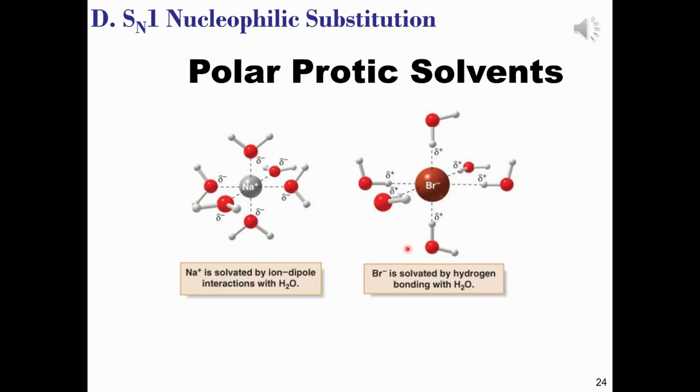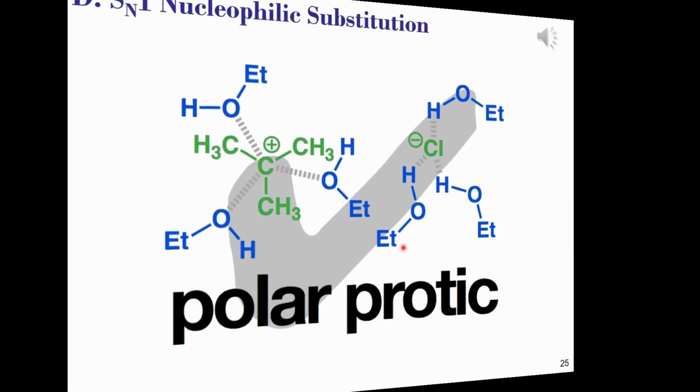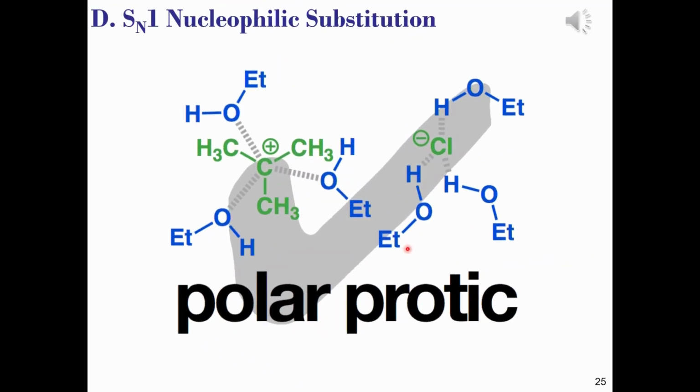Let's now relate this to an organic context. A protic solvent has at least one hydrogen atom that is capable of participating in a hydrogen bond. And here we have the protic solvent ethanol, and this facilitates the formation of the carbocation by forming hydrogen bonds with the leaving group as it departs. This lowers the energy of the transition state that leads to the carbocation. In addition to this, it also solvates the carbocation and stabilizes it.